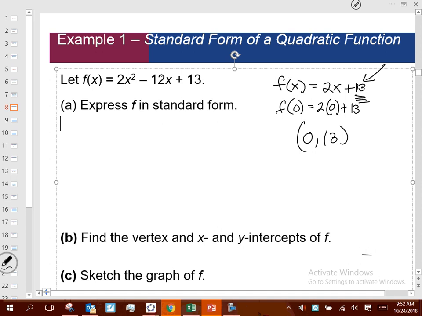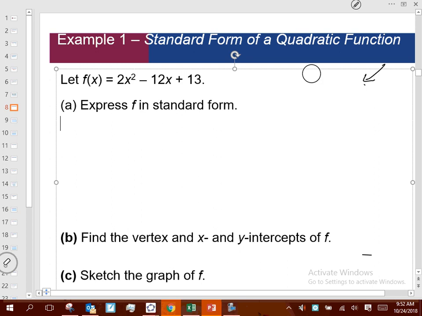Polynomial or not, x is still 0 for every y-intercept. So if x is 0, what happens to this thing? Yeah, it goes away, it goes to 0. What happens to this one? It goes to 0. Anything that has an x with it is going to go to 0. What are you left with? Just 13. So in that form, the constant value, in this case the 13, tells me my y-intercept.